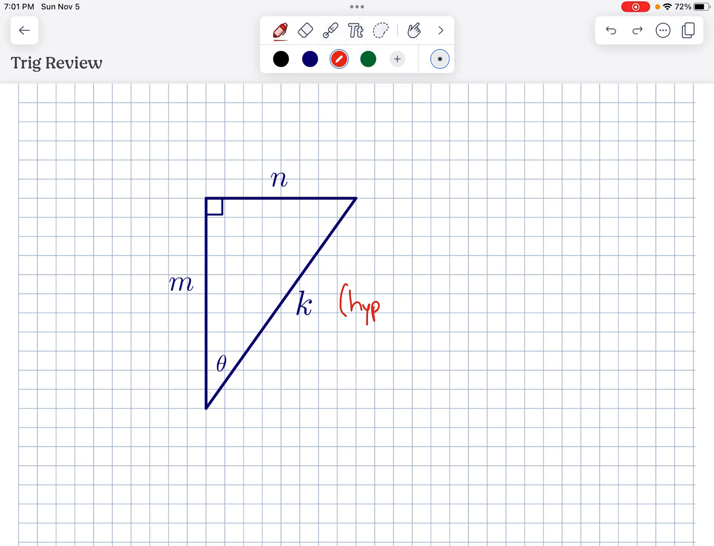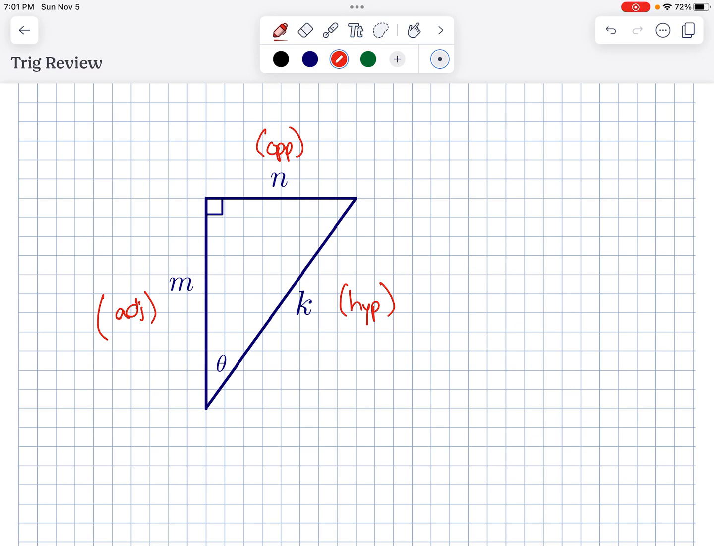This side N over here, it is the opposite side. So this is opposite because it is opposite the angle. Here's the angle, and this is opposite it. And then the last one here is the adjacent side over here. Okay, so that's what those sides are.